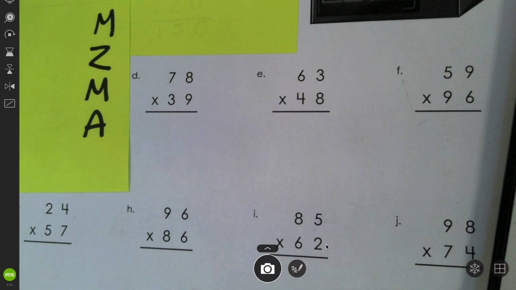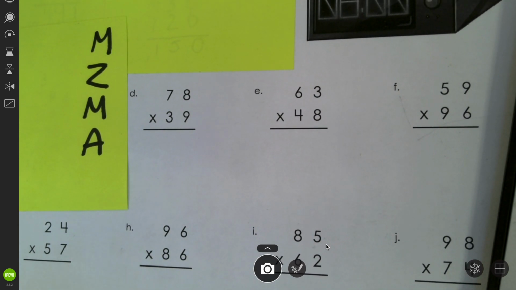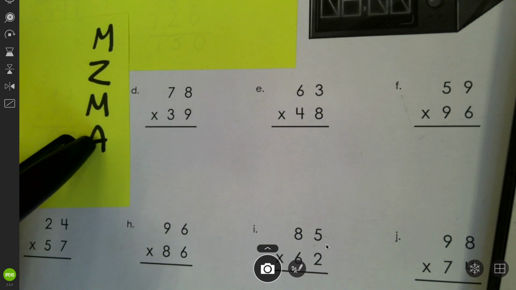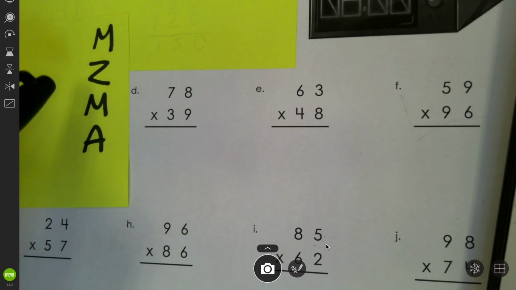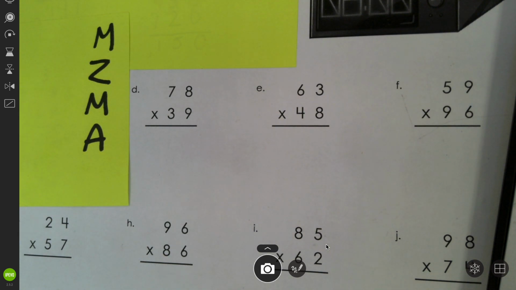Okay. So we're going to keep going with our little mnemonic device. Many zoos, many animals. Multiply, 0, multiply, add. And those are the steps we will follow. Okay. Get a pencil out and let's go.